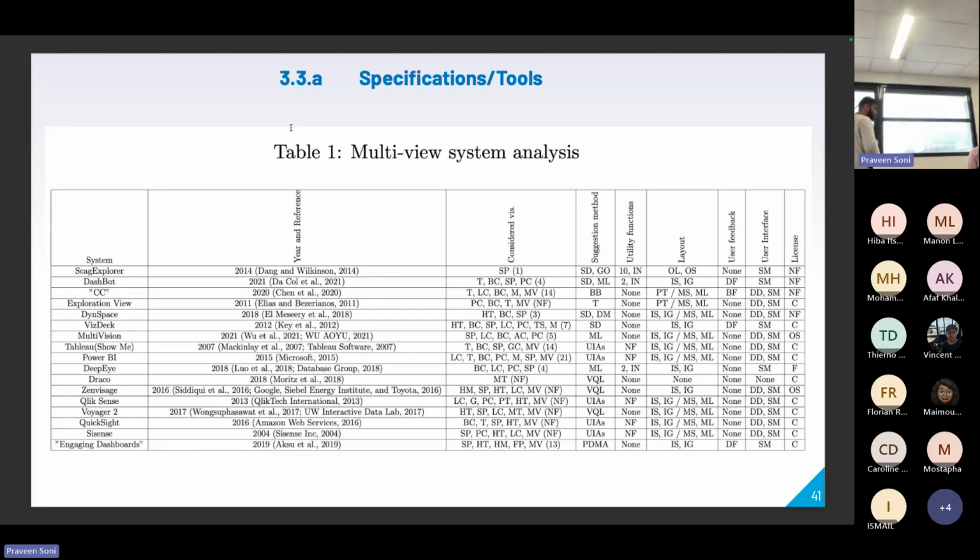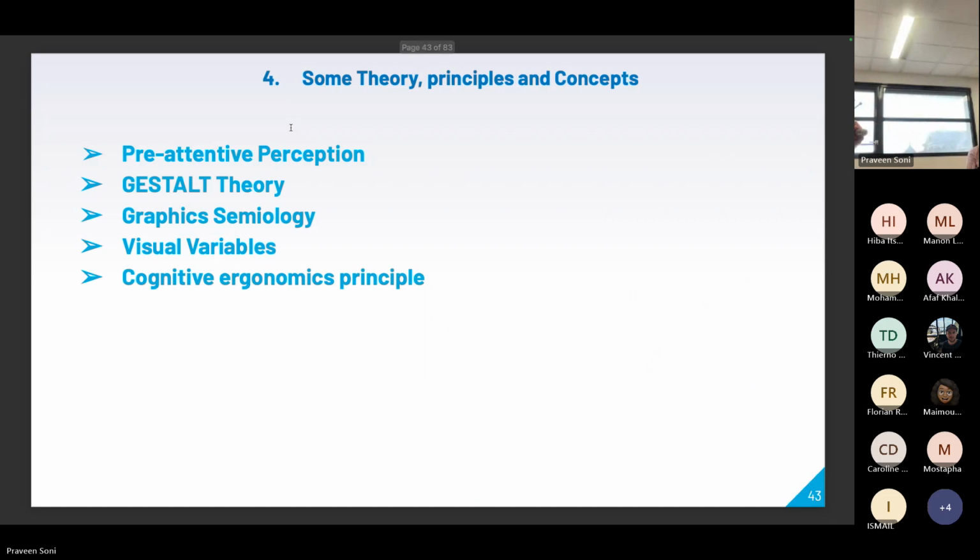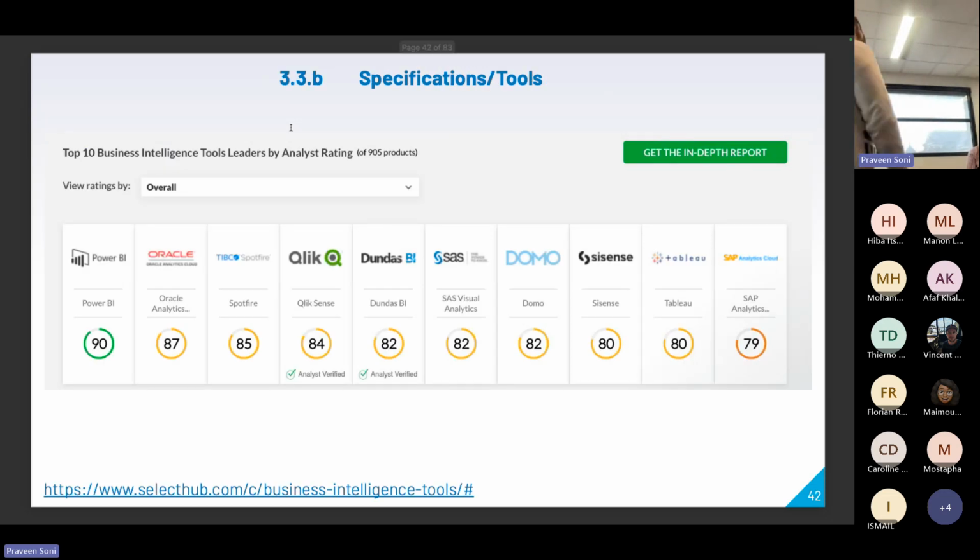When we wrote one survey paper, we analyzed around 17 to 19 tools, which we can see here. And there are some other commercial tools you can also see here, like Power BI, Oracle, Qlik Sense, Tableau, and many others. We can use any one of them. So I think here we can end the first part of the lecture.